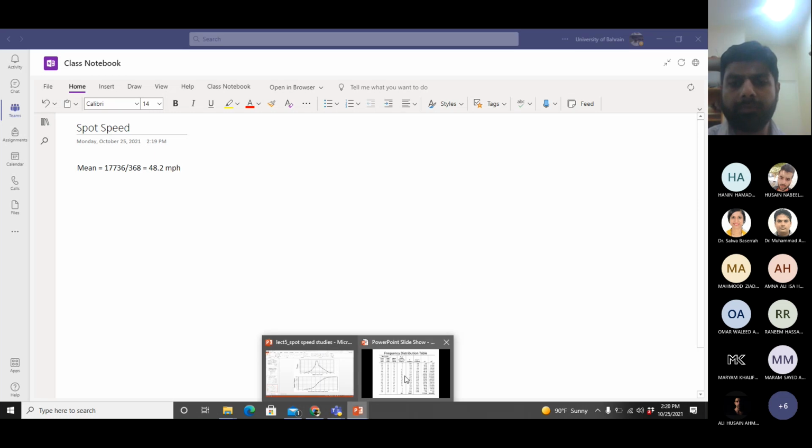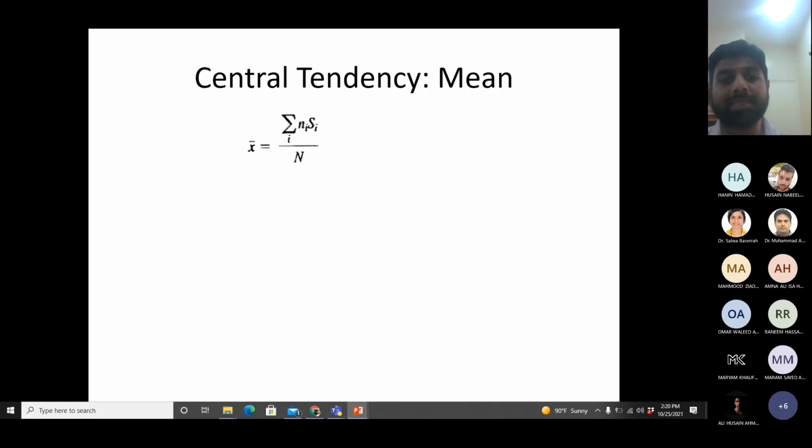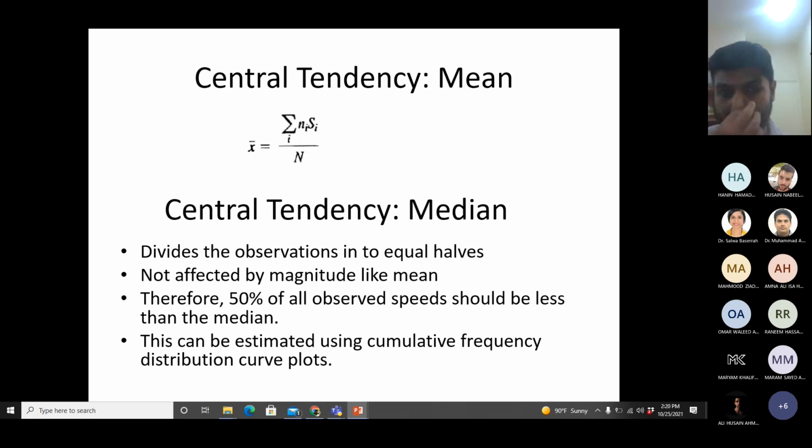Okay. The next measure of central tendency is the median. You already gave me an answer for the median yesterday. So this is the middle value, right? So where is the middle value? Middle value means that 50% of the observations were above this value and 50% of the observations were below that value.